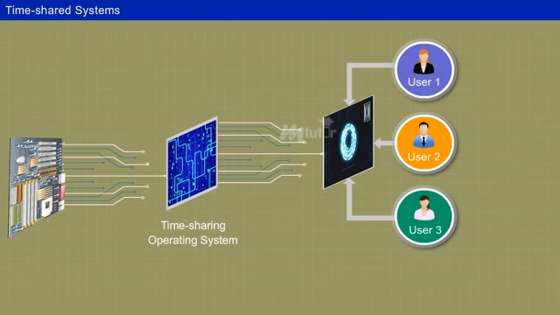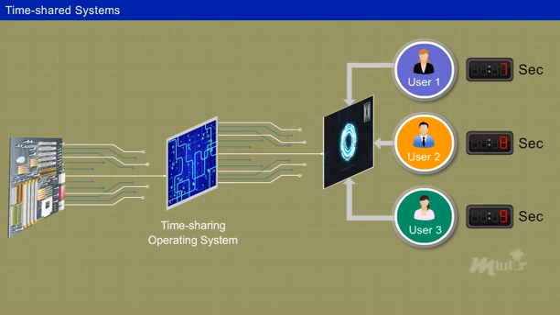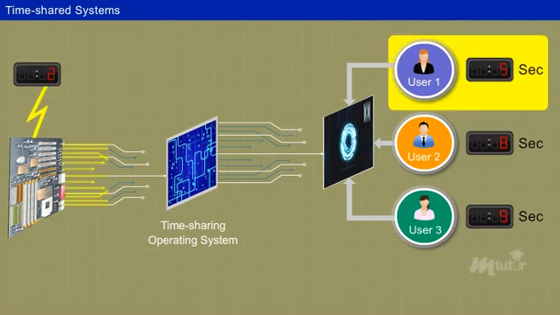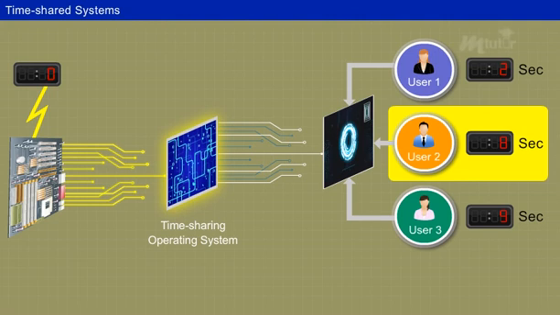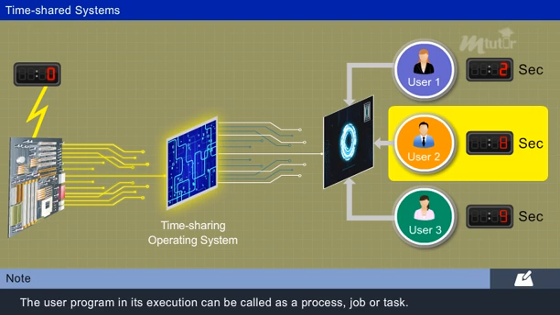Here, the OS allocates specific time duration for each user. At each clock interrupt, the OS regains the control and assigns the processor to another user. This technique is known as time slicing. The user program in its execution can be called as a process, job, or task.